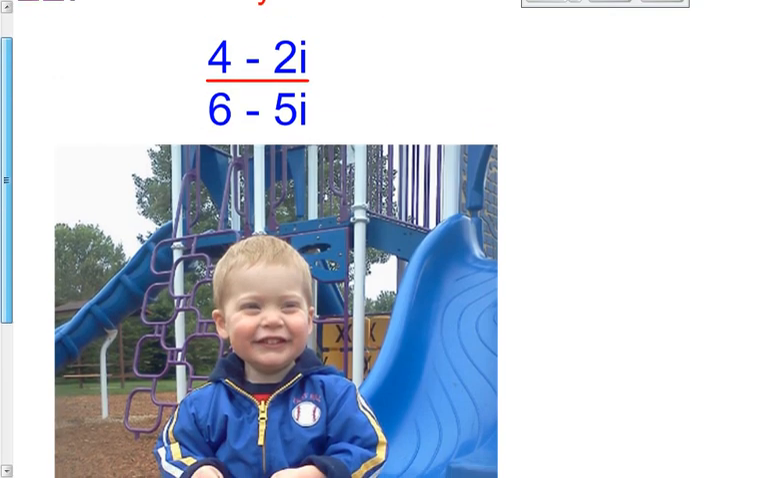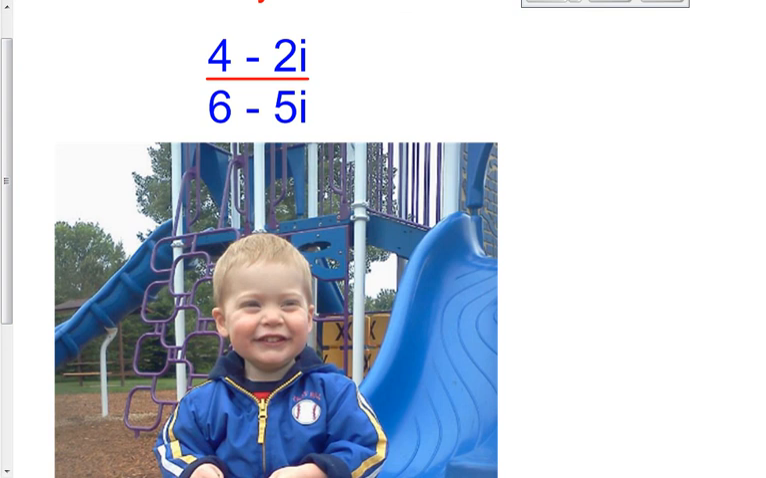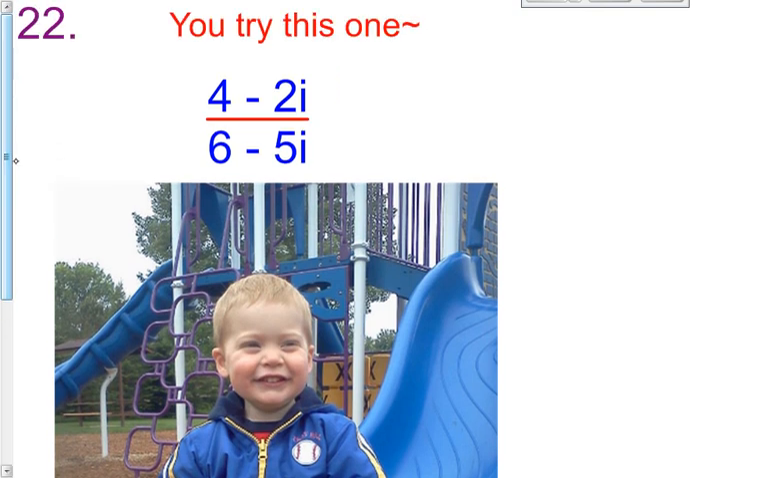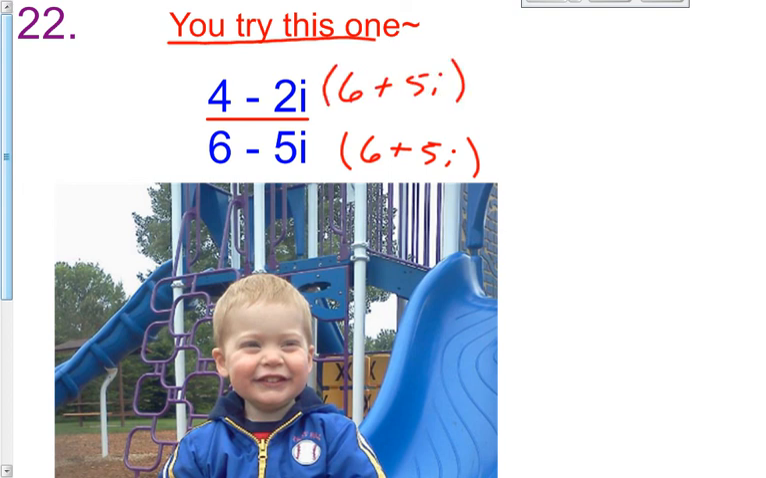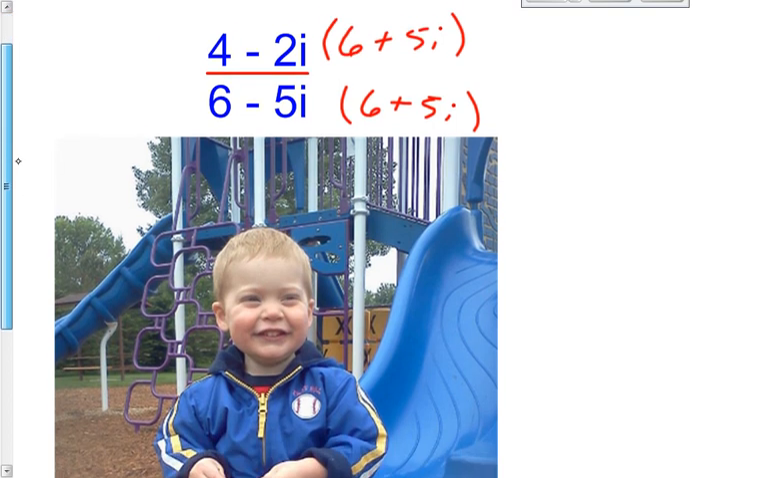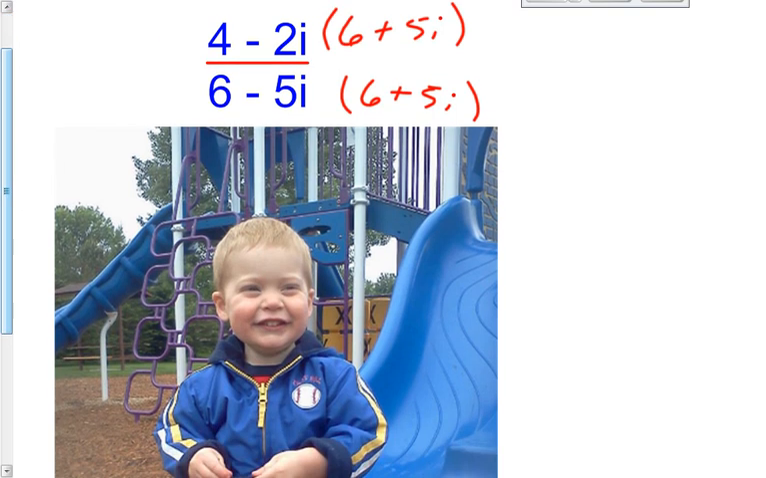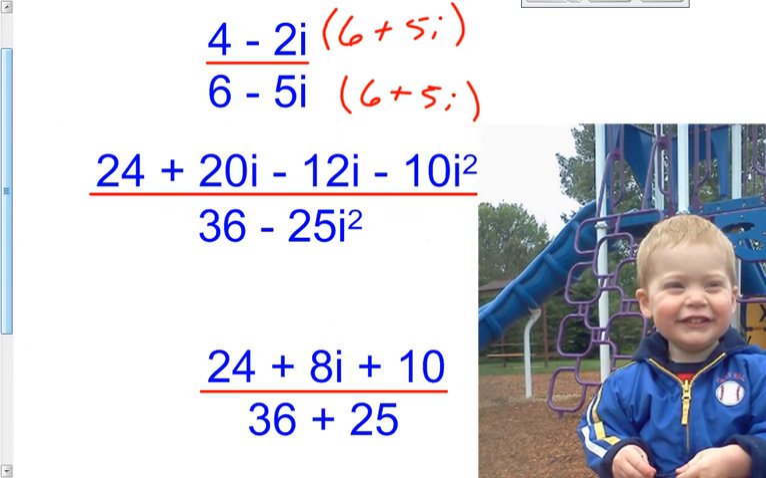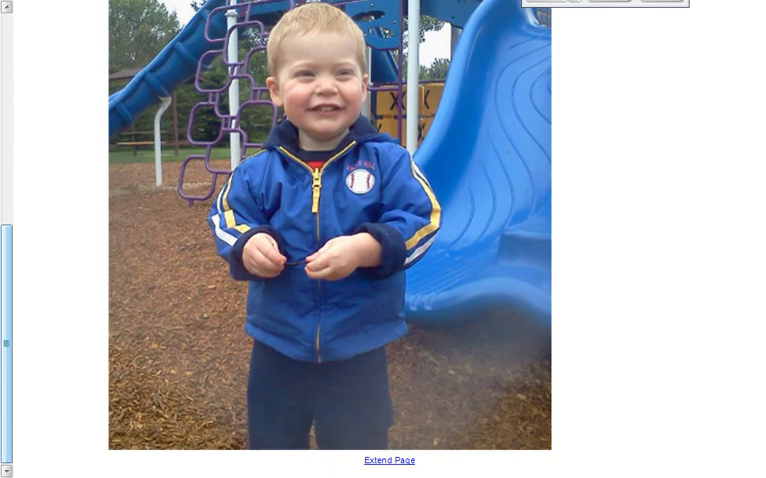So as we multiply this, actually first pause the video, try this one on your own. Once you have tried this one on your own, you're going to multiply both top and bottom by 6 plus 5i, because that is multiplying by the conjugate. So the middle two terms are going to cancel out, class, so I'm not even going to worry about you writing that. You could just write the first times the first and the last times the last, because the outside and the inside are going to cancel out.